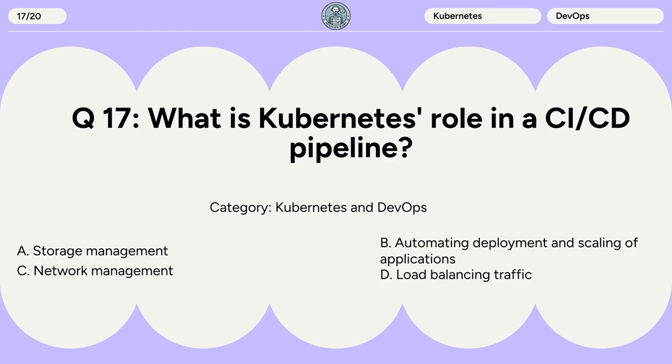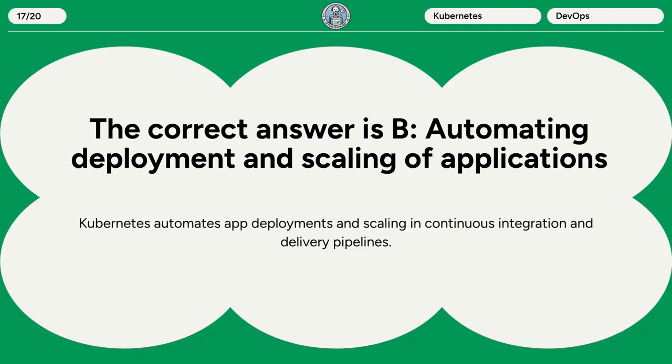Question 17. What is Kubernetes' role in a CI/CD pipeline? A. Storage management. B. Automating deployment and scaling of applications. C. Network management. D. Load balancing traffic. The correct answer is B. Automating deployment and scaling of applications. Kubernetes automates app deployments and scaling in continuous integration and delivery pipelines.